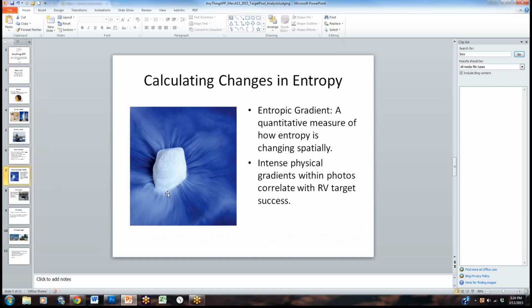I'll go through my slides. Calculating changes in entropy. This is what you were talking about, the entropic gradient, a quantitative measure of how entropy is changing spatially. And what Ed May is stating is that there is a correlation between the physical gradients within the photo, in other words, the pixel gradient, the pixel transitions. So where there were intense changes within a target image, there were greater successes. Does that make sense? Absolutely.